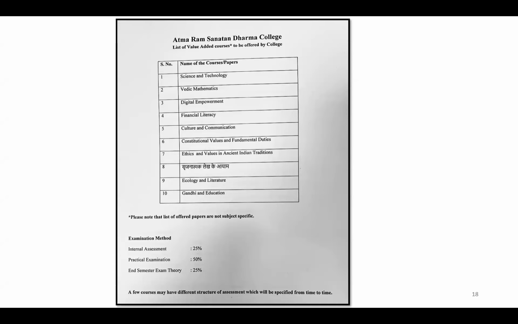So basically, the value-added courses are the common pool of courses offered by the college, aiming to provide personality building, cultural and constitutional duties, and critical thinking, particularly in terms of involving our students. And the students who have taken admission in first year have to study 4 value-added courses in 4 semesters. That means in each of semester 1, semester 2, semester 3, and semester 4, they have to opt for 1 value-added course.